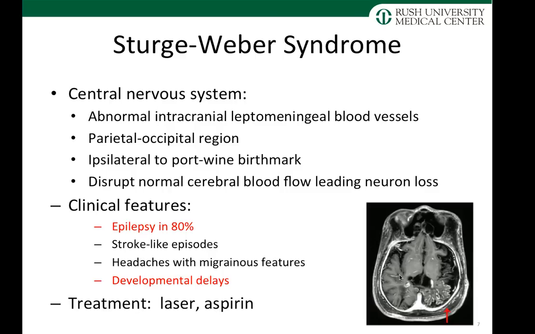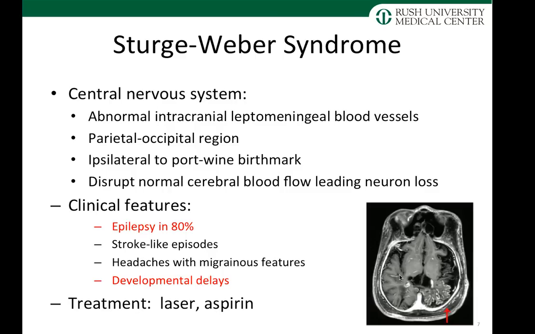So the problem with these lesions is that they disrupt normal cerebral blood flow, and that leads to neuronal loss. This picture in the lower right has an arrow that shows you where those abnormal blood vessels are in the leptomeninges, and you can see that they're a little bit bright and enhancing compared to the other side. Clinical features in Sturge-Weber syndrome: epilepsy occurs in 80% of these patients, stroke-like episodes. There are headaches with migrainous features and developmental delays.